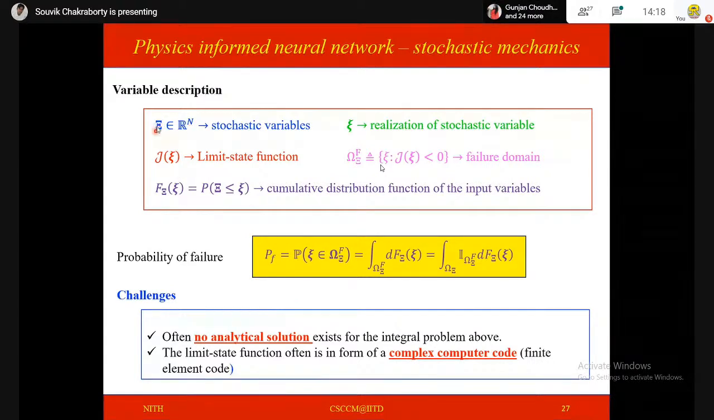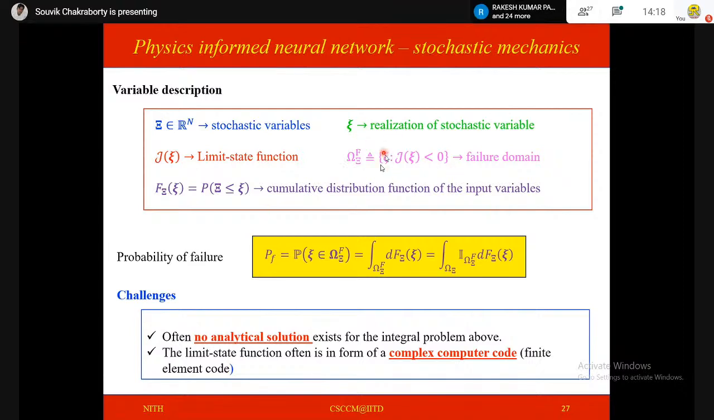So you see xi here. Wherever you see xi, that is my random variable or stochastic variable. And then if you draw a sample from this xi, that is this little xi, that is a realization of the stochastic variable. That is a sample drawn from this stochastic variable. Now there is a concept of limit state function, and that is represented by using J. So if you have taken a reliability analysis course, you will know what the limit state function is. So basically, this function represents when a system is going to fail.